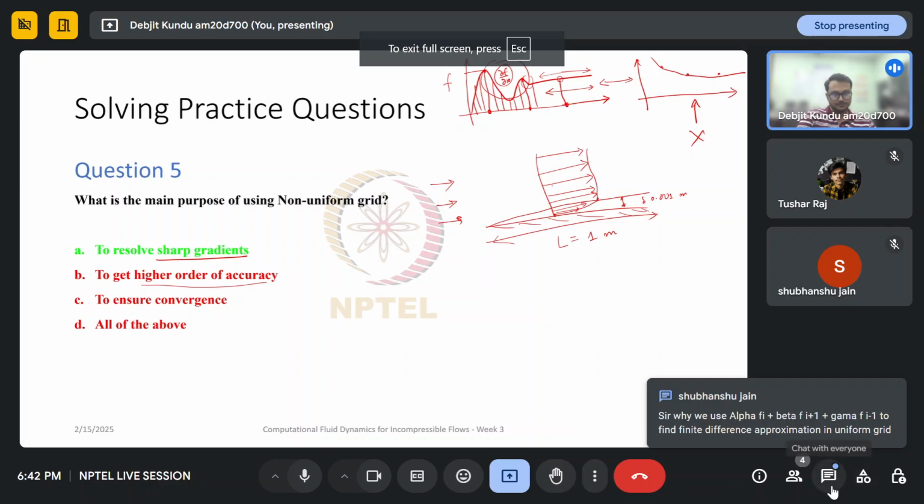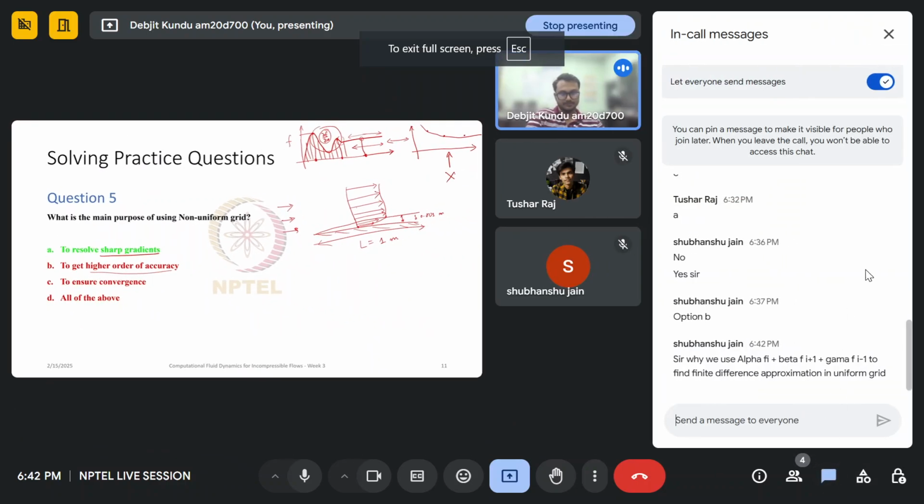Why do we use alpha phi plus beta phi gamma phi minus 1 to find a finite difference approximation on a uniform grid? Yeah, those alpha, beta, gamma are just placeholders. So let me show you this.